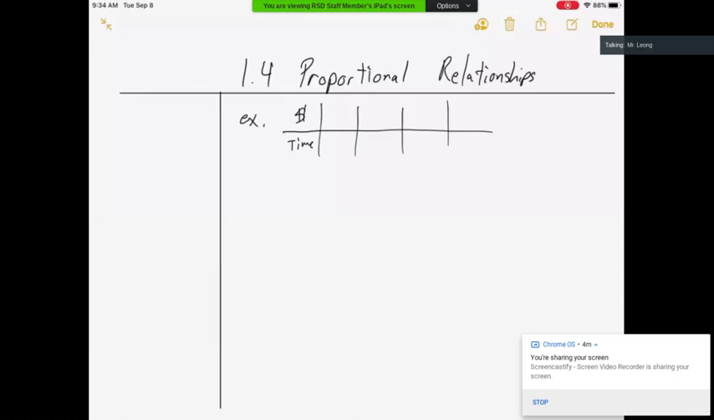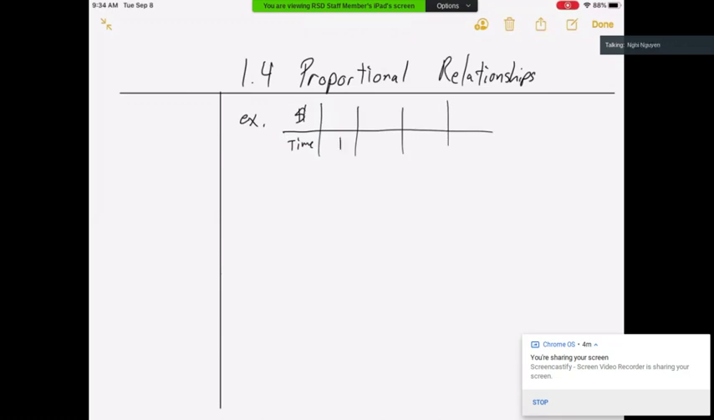So if you work 1 hour, you get $18. Pretty good job. If you work 2 hours, you get 36. If you work 3 hours, you get 54. And if you work 4 hours, you get $72. All right, so the question is, is this relationship proportional? And again, you don't have to write this down. This is just an example.